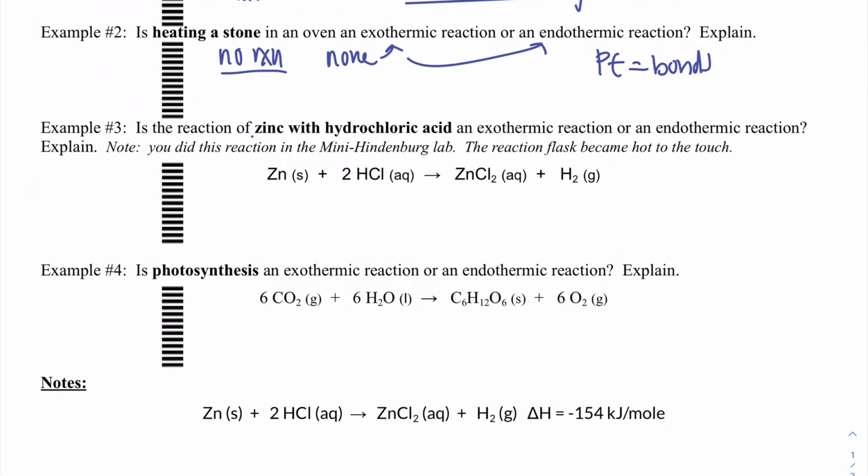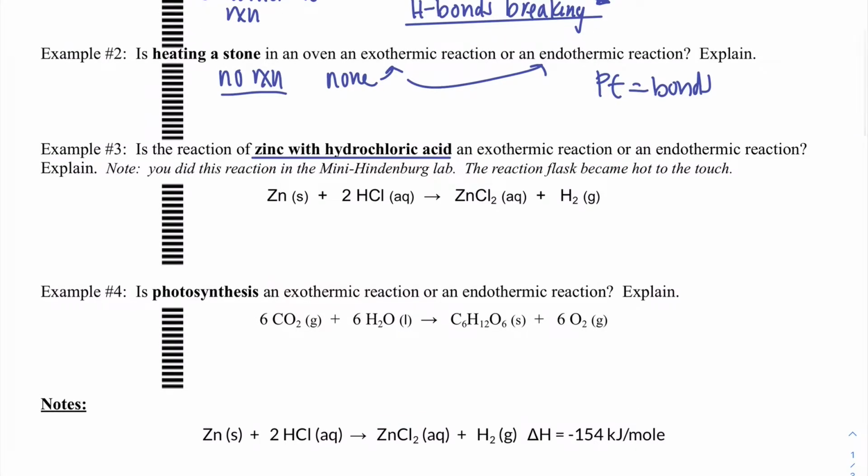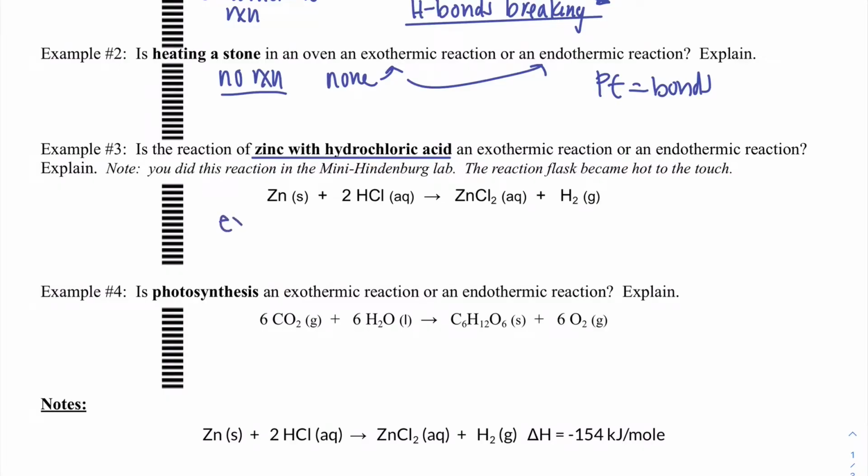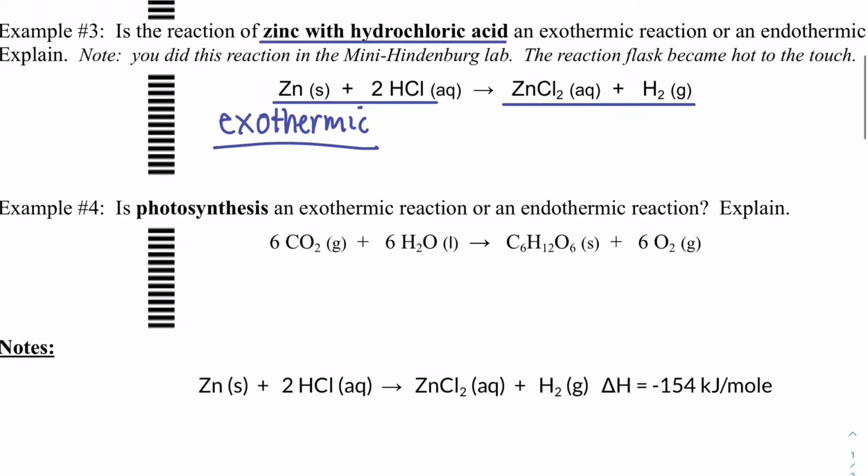Example number 3. The reaction of zinc with hydrochloric acid, exothermic or endothermic? You did this reaction in your mini Hindenburg labs where you created the hydrogen balloons. The reaction became very hot to touch. I don't know if you remember. So what do you think it is? This reaction is exothermic. The products are lower in potential energy than the reactants, and it produces heat, and this is an exothermic reaction.